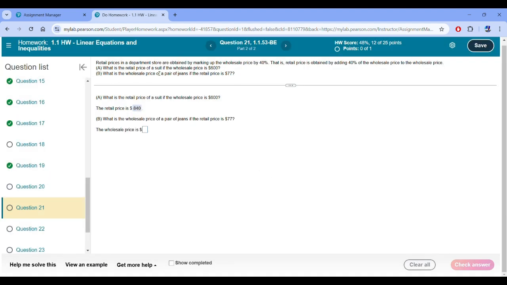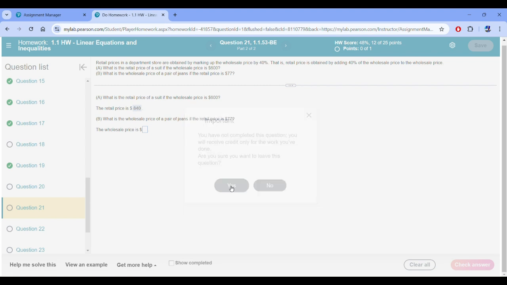What is the wholesale price of a pair of jeans? The price is $77. Same exact thing. I'm moving on.